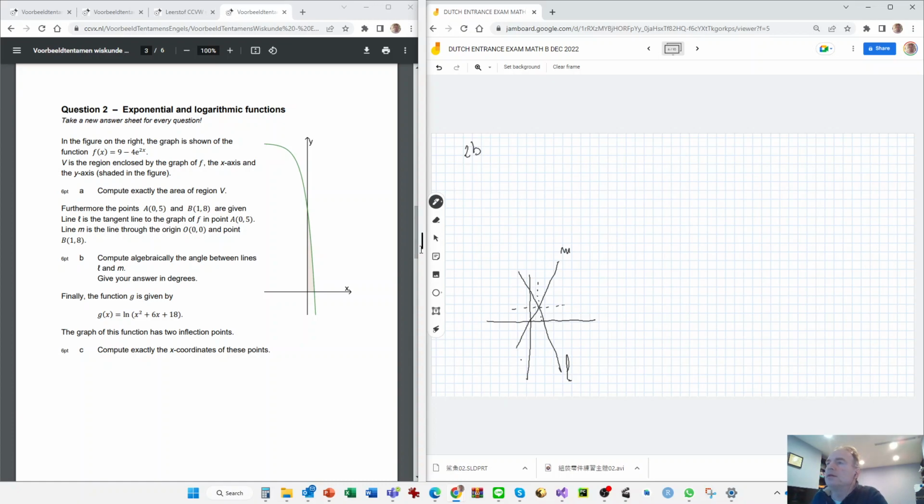And then line L, we can find the slope by calculating the derivative in this point. That gives you this angle here. Let's call it alpha. And we can also calculate the slope of this line going through the origin and 1,8. That will give you this angle beta. And that will give you the angle between these lines. And I assume we can just give this angle. This is just the complement. Okay, so let's calculate that slope.